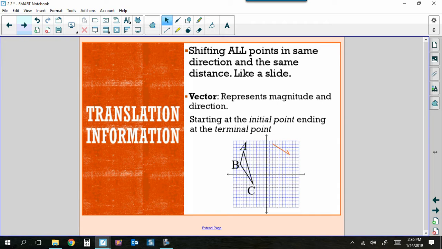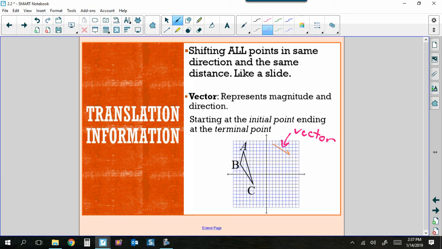Next, translation is a vocabulary word that you need to know. The next one you need to know is a vector. A vector represents magnitude and direction. Magnitude is how far you're going, and the direction is which way you're going to go. A vector always has an initial point and a terminal point. In this graph, this arrow shape is actually a vector. I would add lots of notes on your paper right now about this. That right there is a vector.